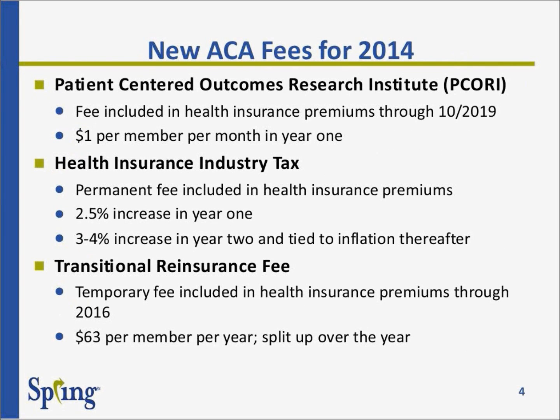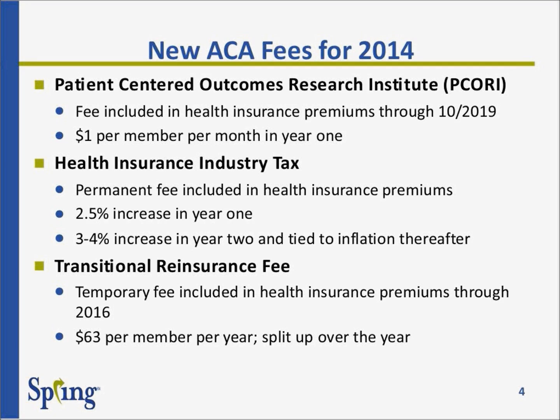So these are some of the fees we were just talking about. The Patient-Centered Outcomes Research Institute fee, which is PCORI, is included in health insurance premiums through 2019. It's $1 per member per month in year one, and you don't get that as a separate fee. It's buried into the premiums that you'll be paying upon renewal in 2014. So if your plan renews in April, you'll see it on April 1.